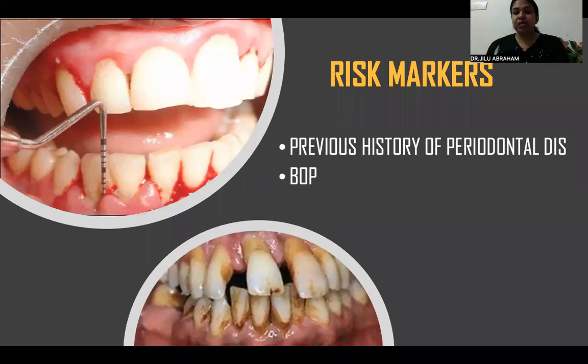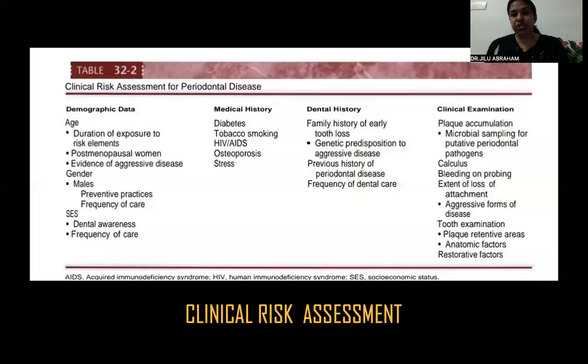Next are the risk markers. What do you know about risk markers? If a patient has a previous history of periodontal disease, there will definitely be a chance of increased destruction. A patient who has a good periodontal status also has a low risk in future. Then BOP, bleeding on probing. It is the first clinical indicator of gingival inflammation, and definitely indicates the presence of inflammation. Next we are going to deal with the clinical assessment.